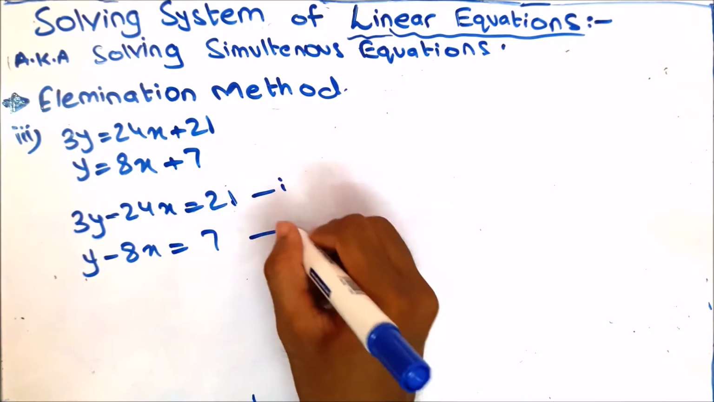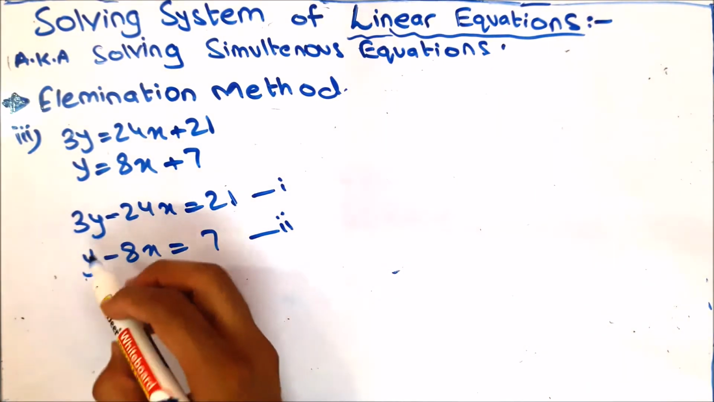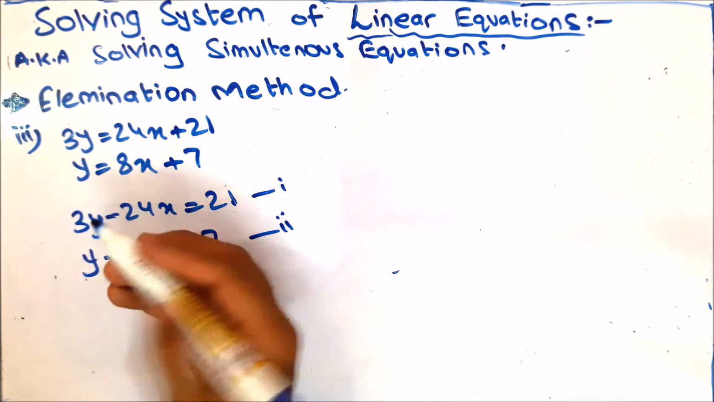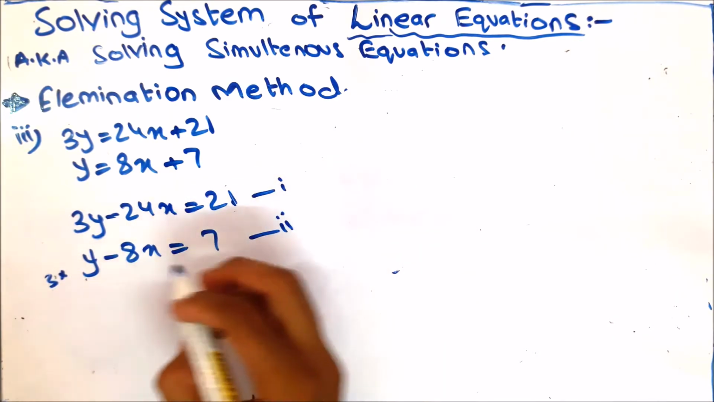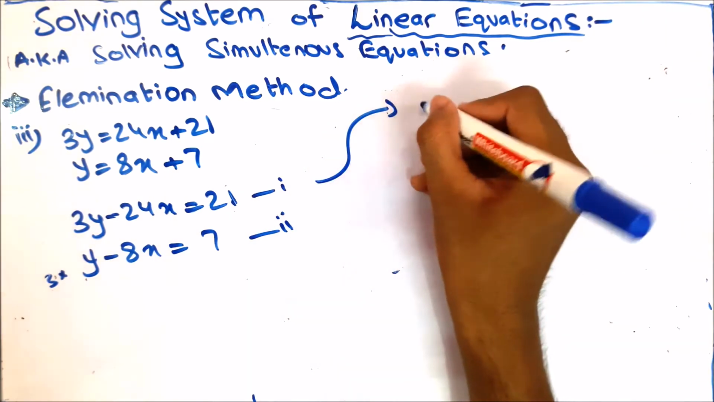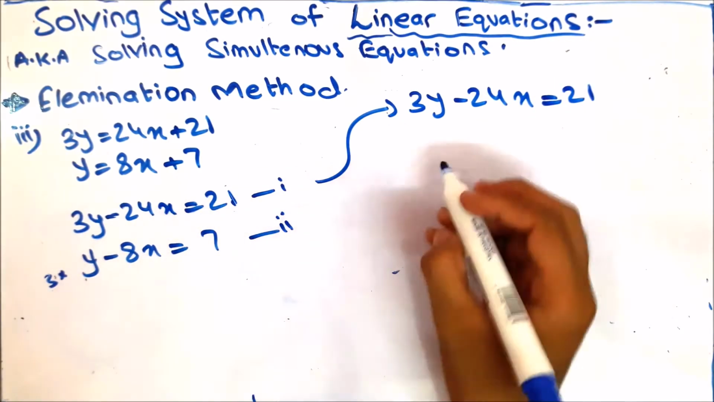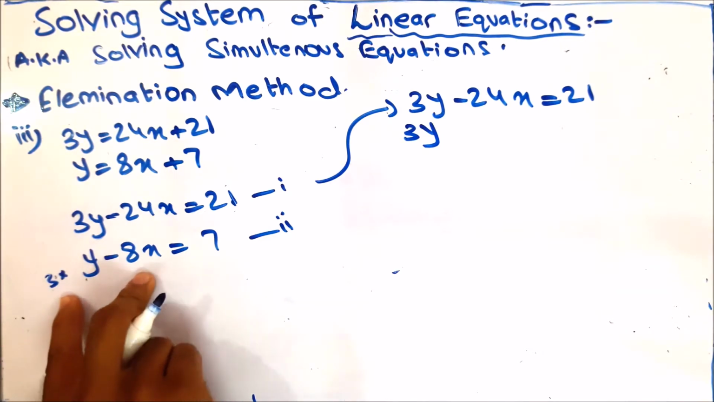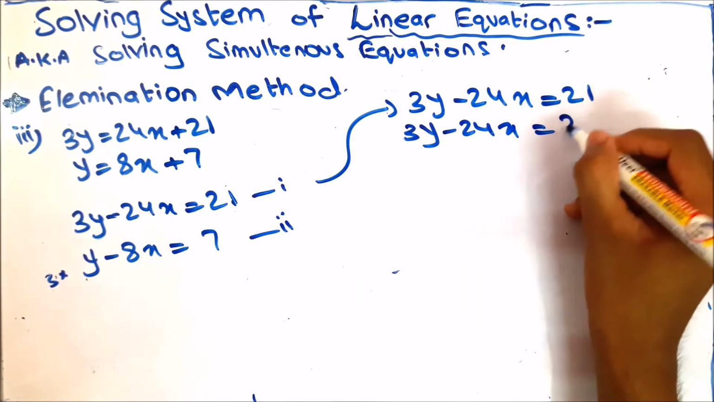This is our equation 1. This is equation 2. Okay, when we solve it using the elimination method, we know that we will multiply it by 3 and then subtract to eliminate this y. So let's multiply this equation by 3. I'll just write this first equation before anything. Alright, 3y minus 24x is equal to 21, and I'll multiply this by 3. It will become 3y, 8 times 3 is 24, minus 24x, 7 times 3 is 21.